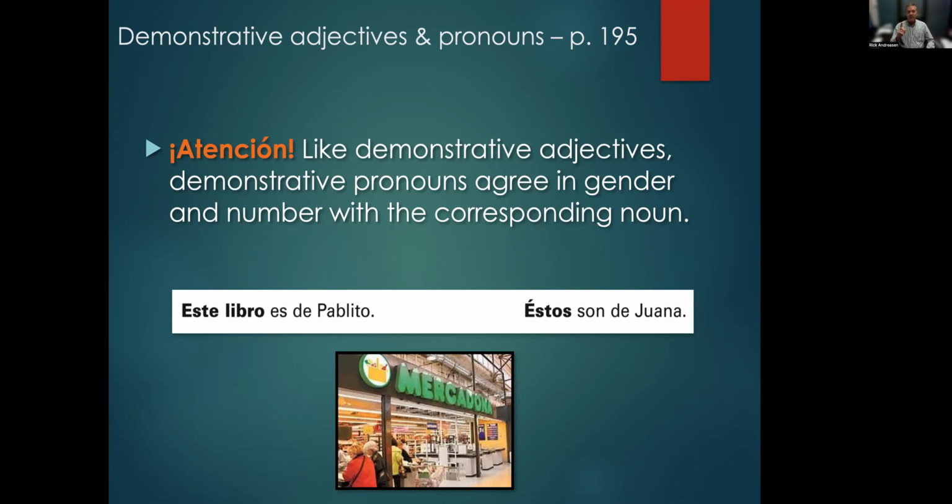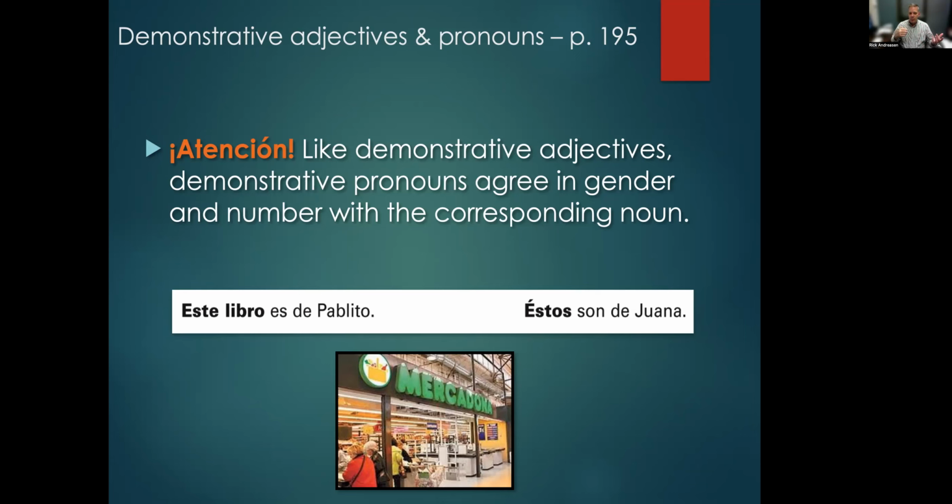Now this is interesting here. So look at this one. Este libro es de Pablito. One libro, right? That's the understood noun, a masculine singular noun. Now the second response, estos son de Juana. So what do we know now? Now we know there's more than one book because now it's plural. It's still masculine because the understanding is that it's referring back to libro, but now we're making it plural.